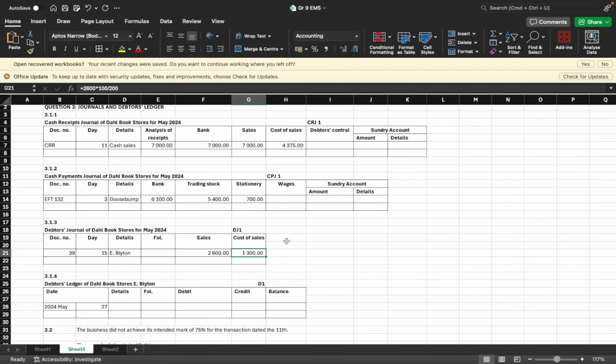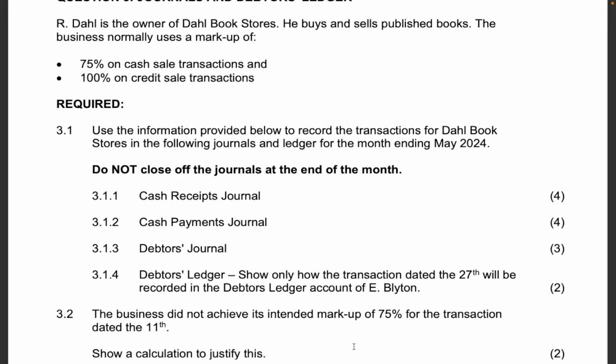And so what else do we have to do here? Well, the other thing that we always have to do is whenever we sell to our debtors, we have to record it firstly in the debtors journal and then in the debtors ledger as well. What is the difference between the two? Well, the debtors journal is really a book of first entry, a subsidiary journal where we record all our credit sales of goods or services. And then our debtors ledger is a book of final entry where we have individual accounts, and specifically we have E. Blayton here. And so we would have recorded it in the debtors ledger.